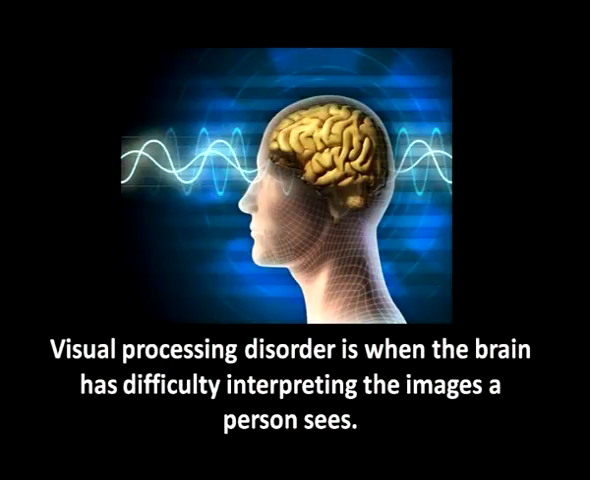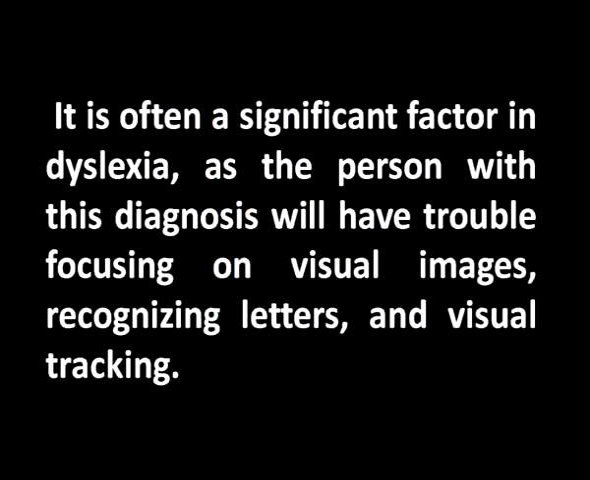Recognizing and addressing what's wrong. Visual processing disorder is when the brain has difficulty interpreting the images a person sees. It is often a significant factor in dyslexia, as the person with this diagnosis will have trouble focusing on visual images, recognizing letters, and visual tracking.